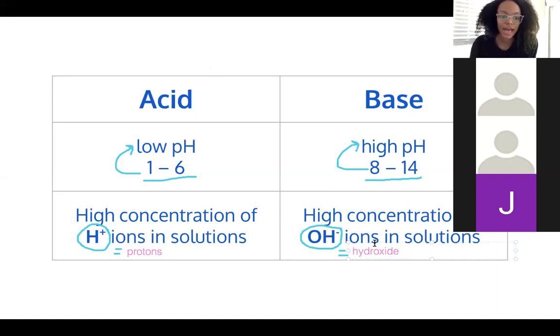So just to recap, something is an acid if its pH value is somewhere between 1 and 6, although some scales do go down to 0, okay? And then it has a lot of protons in its solution. And something is a base, hold on, my cat, Harriet.